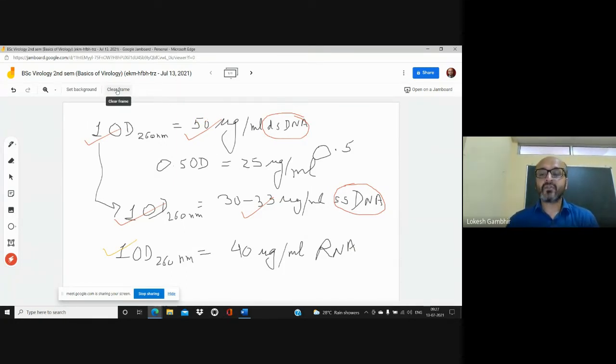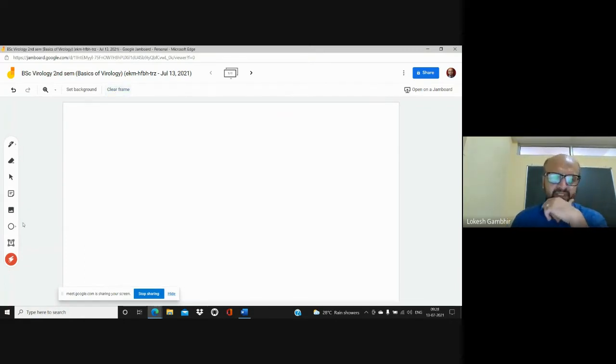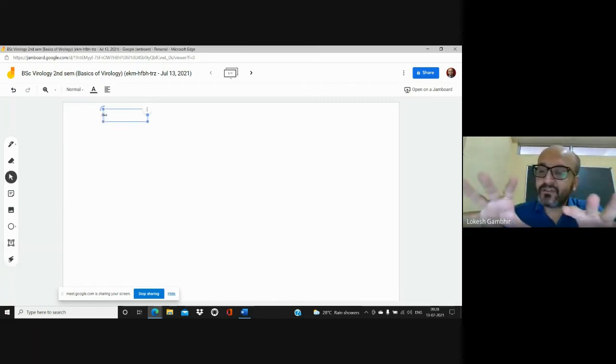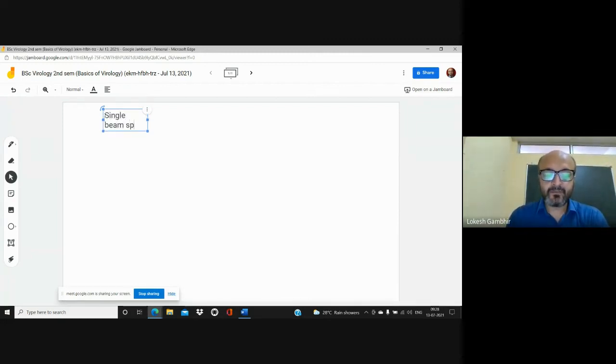Now, let us go ahead and talk about the instrumentation part first, because it's very important. In labs, you will regularly see spectrophotometer instruments. We have multiple spectrophotometers and nanodrops inside our lab also. So what you always hear are two names: single beam spectrophotometer.